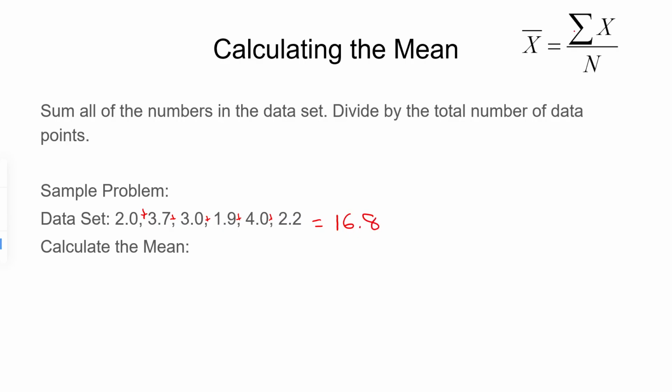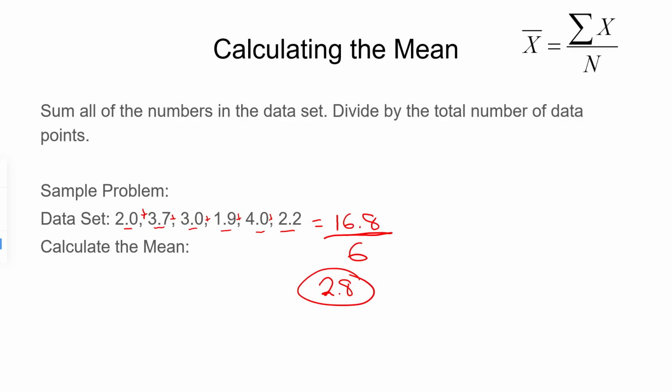Now, that's the top part. So we have summed all of the data points. Now we have to divide by the total number of data points. So we have 1, 2, 3, 4, 5, 6 data points. So we're going to divide this by 6. And our mean is 2.8. So that is our answer for this one.